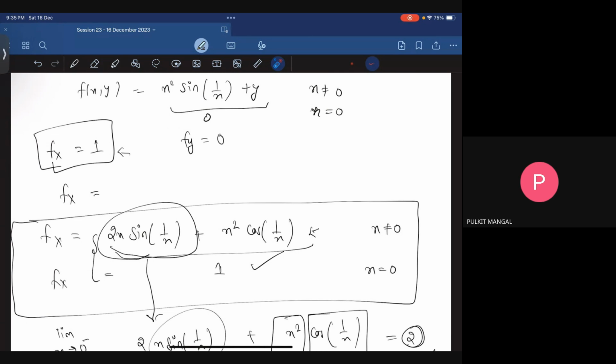Get it? Yes, sir. Any other doubt? Sir, one doubt is, can we use L'Hopital's rule for multivariable functions? See, L'Hopital's rule is only for single variable.